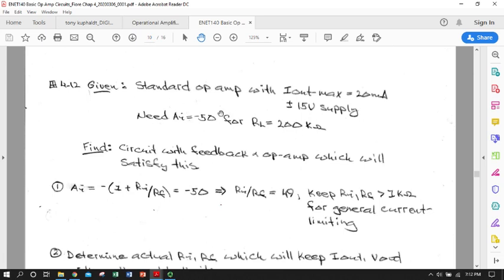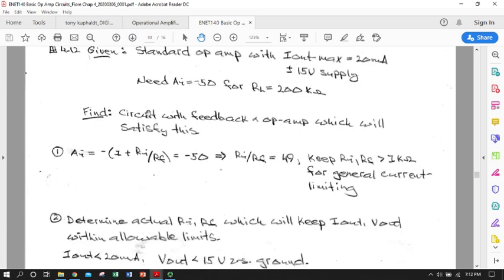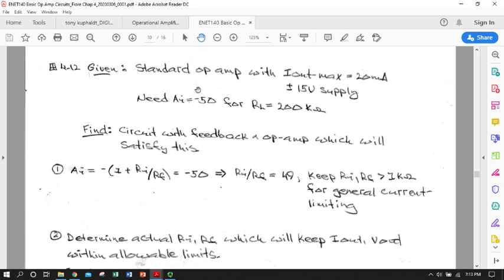Okay, the current gain, together with the maximum current output, is going to limit our maximum current input. And then for the load resistor and whatever current output we would have for a current input in this gain, we would use Ohm's law with our 200 kilo ohm load resistor and make sure that that was less than the rail supply in either direction. So we're asked to find a circuit with feedback and op amp which will satisfy this. So basically it's a matter of just keeping everything within specs.